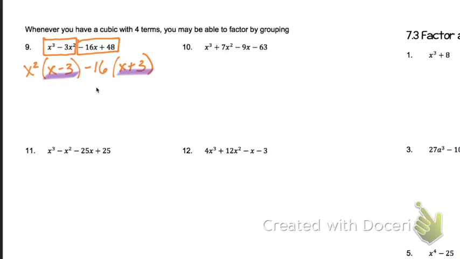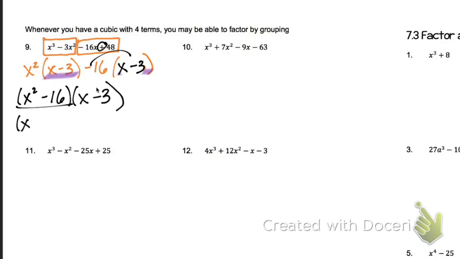And so then I'll rewrite it as x squared minus 16, x minus 3. You only write it one time. So even if they have different... Oh, it should be x minus 3, sorry. Because when you pull out a negative 16, and you want to get a positive 48, when you distribute, it becomes positive. So you only write the x minus 3 one time. Am I done? No, what do I need to do? Yeah, I need to factor this. So x plus 4, x minus 4, x minus 3.